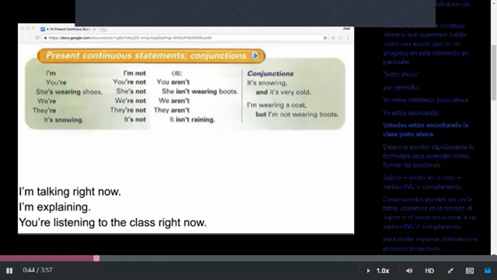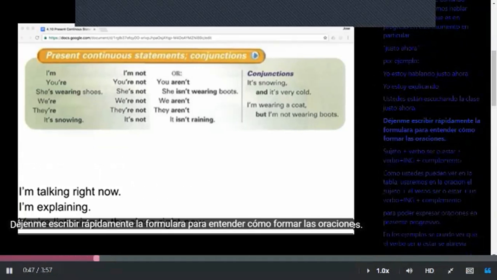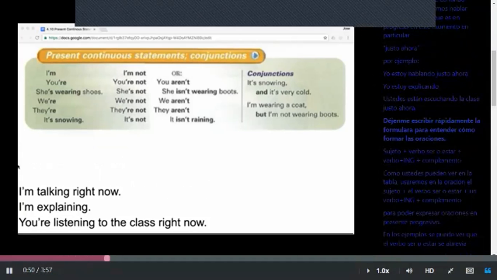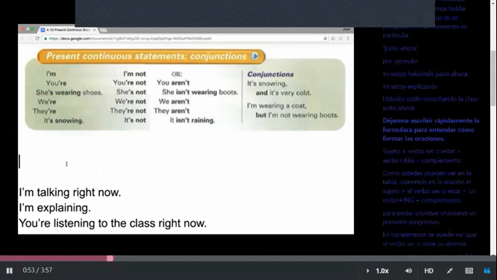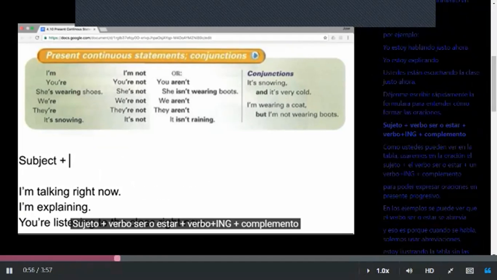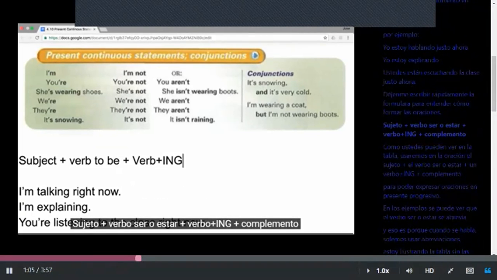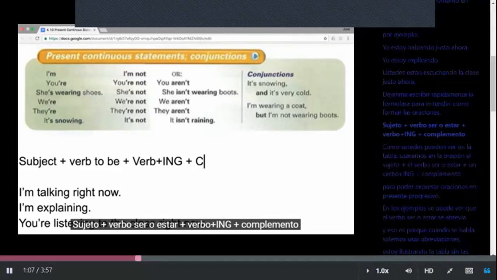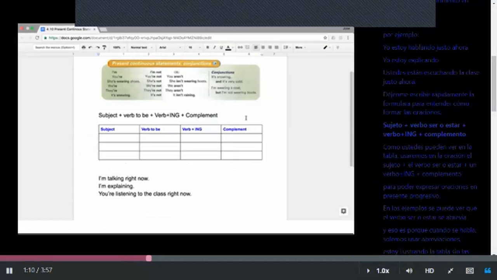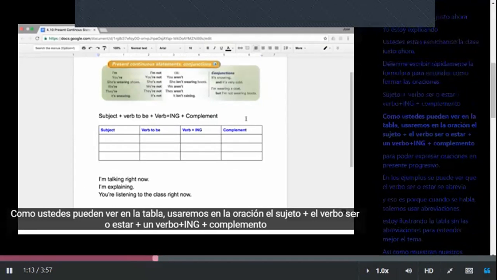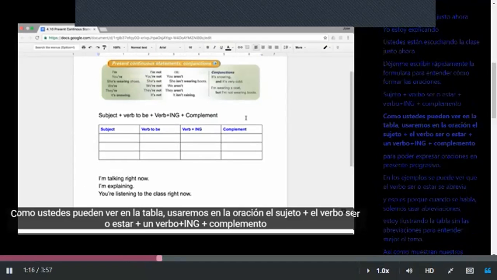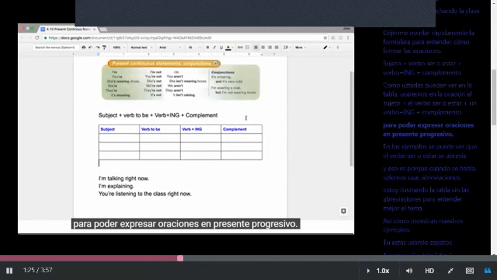Let me write a quick formula in order to understand how to form these statements. Subject plus verb to be plus the verb plus ing plus some kind of complement. As you can see on the chart, we will use the subject of the sentence plus the verb to be plus the verb in its ing form plus some complement in order to express sentences in the present progressive.